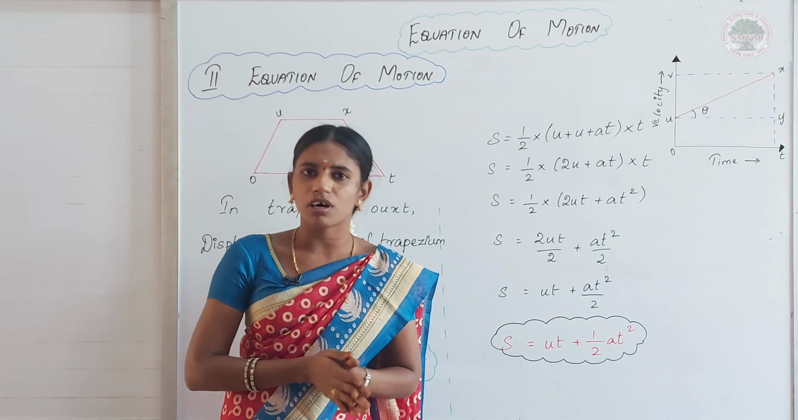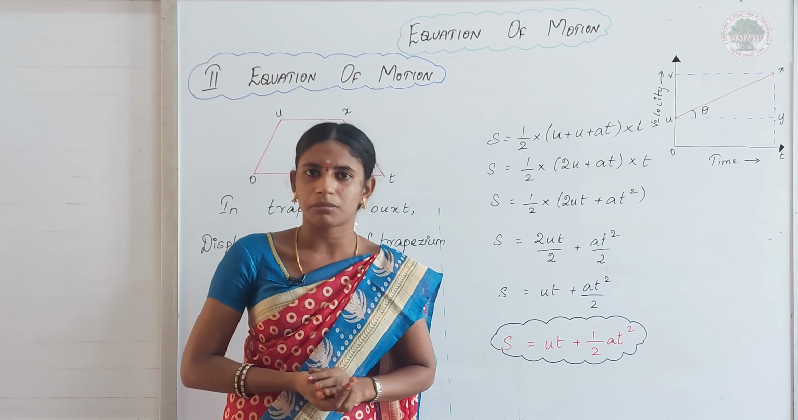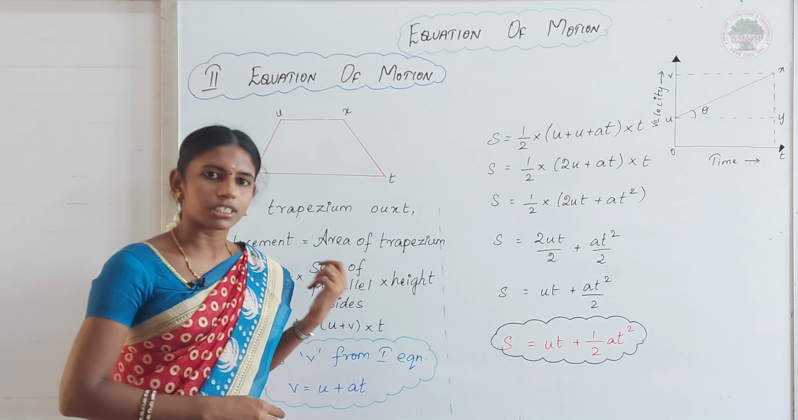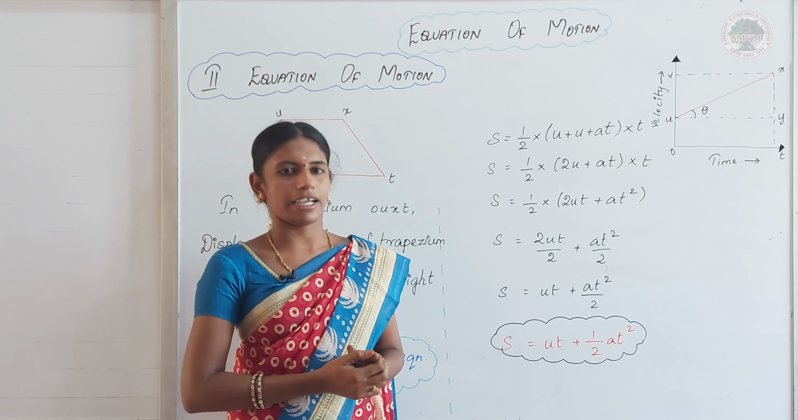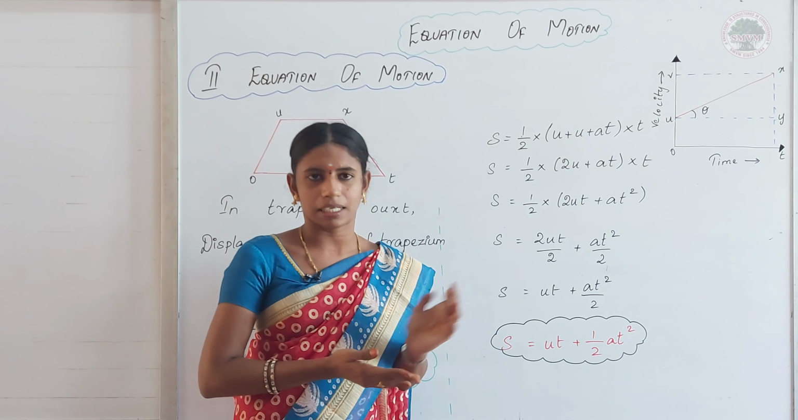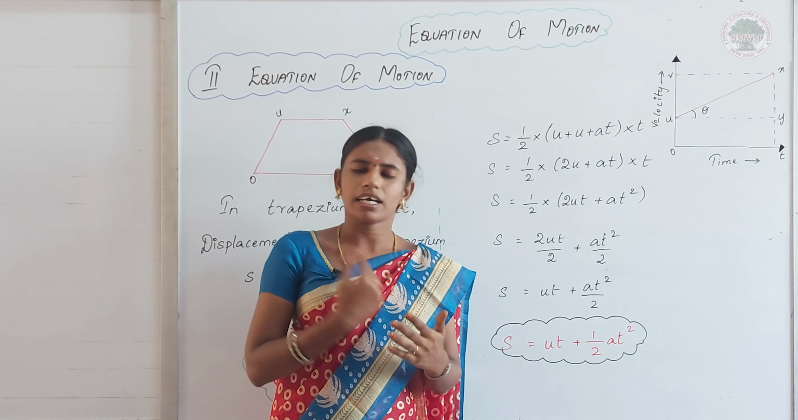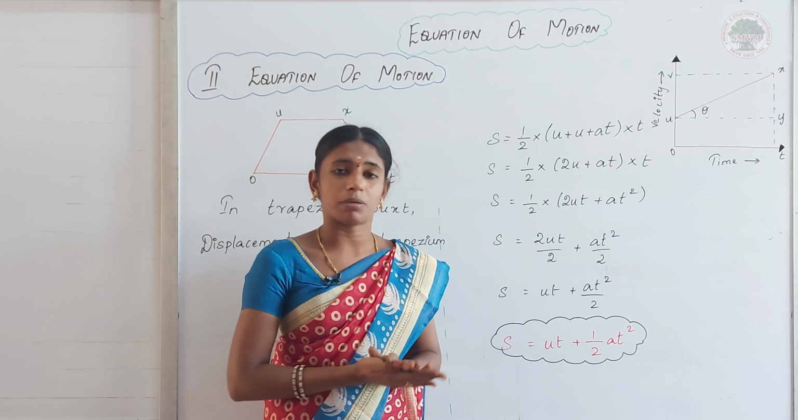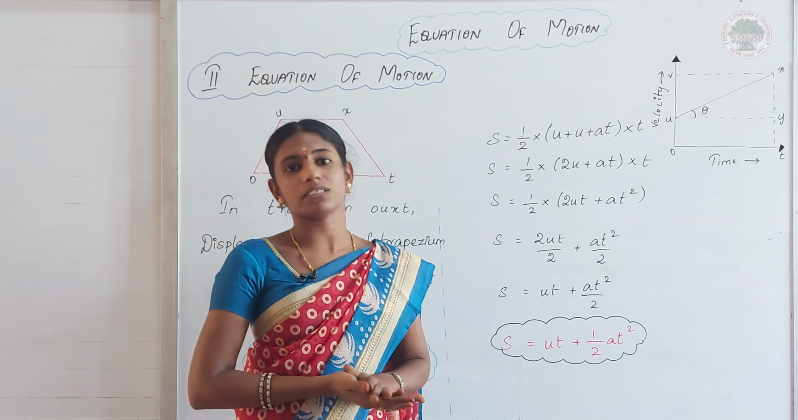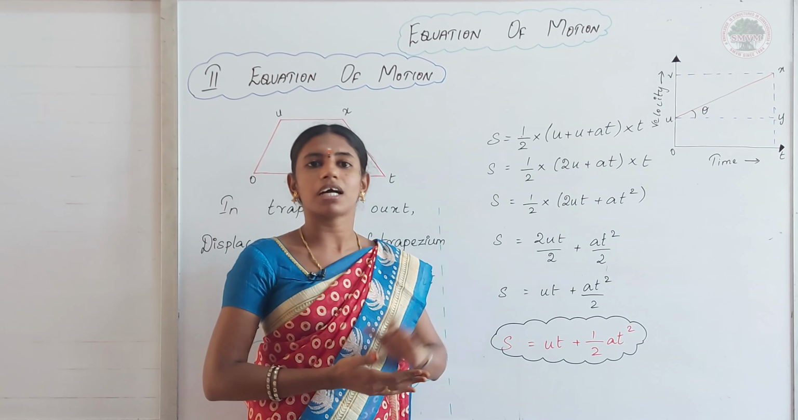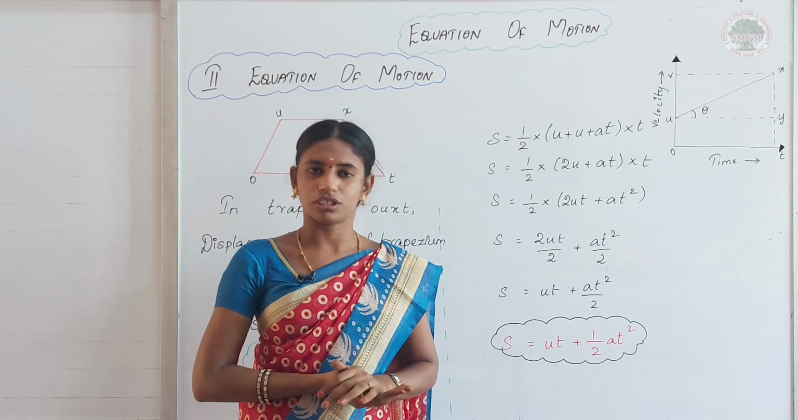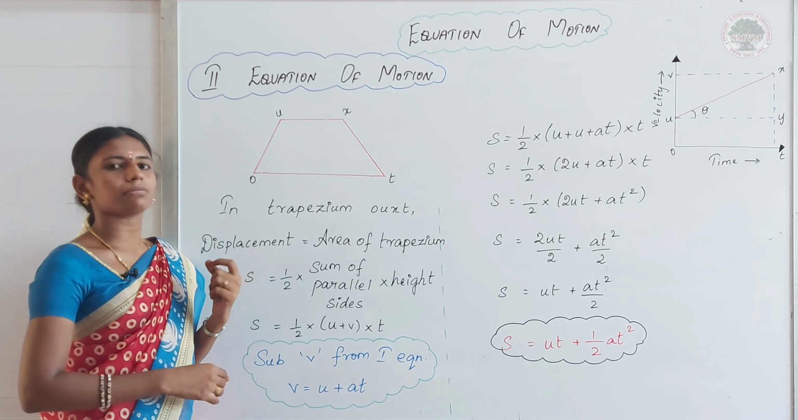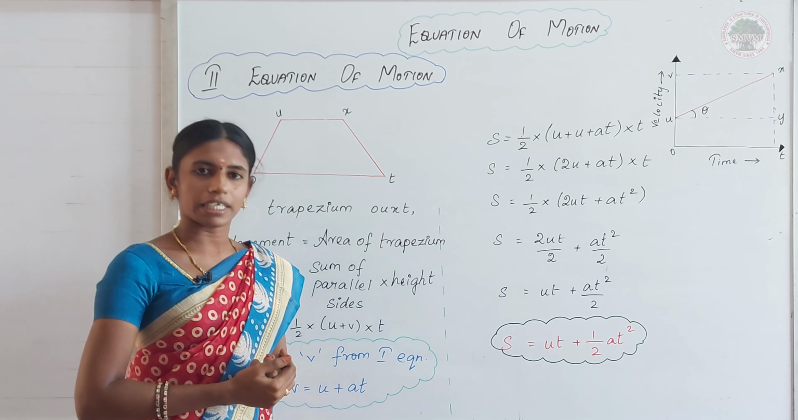So we know the formula for the trapezium. We have learnt it in mathematics, right? What is the area of a trapezium? Half into the sum of parallel sides into height. So that's the formula for the trapezium. The area of the trapezium represents the displacement. It shows the shortest path to travel to the destination. So we take displacement as equal to the area of the trapezium.